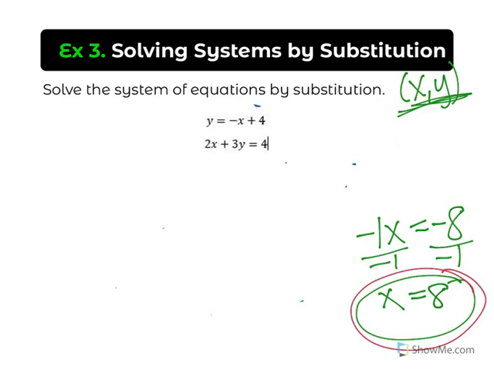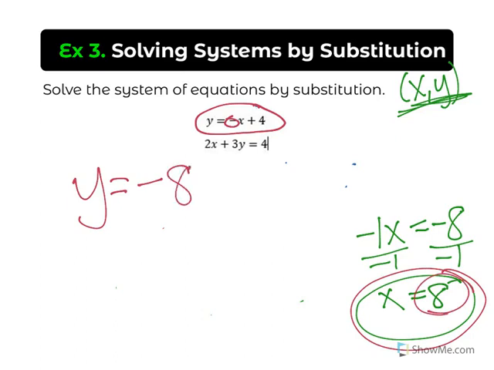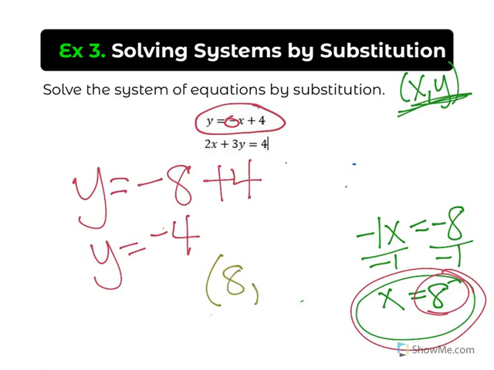It's almost always easier to put it in the one that's already solved, because it's usually solved for the other variable. So we would do y equals negative, because that's part of the equation, 8, because that's our x, plus 4, and then do the math. So y equals negative 4. So our answer is 8, negative 4.